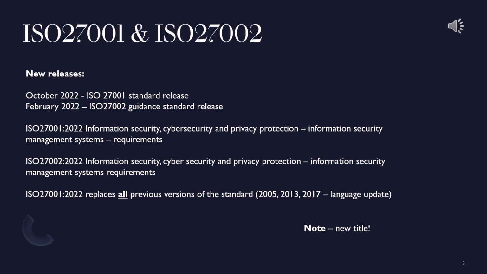In October 2022, the long-awaited release of ISO 27001 happened. And the first thing we noticed was the title change. This now includes the words privacy protection. There are actually no major changes in relation to privacy, as the standard had previously addressed the protection of personal data, but it is nice for those who work in both privacy and information security to see that change.